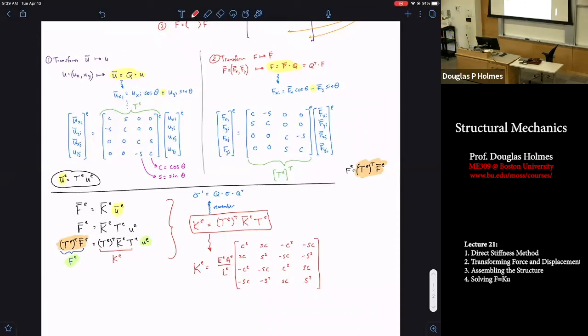Whenever you get to something like this, where you derive some kind of forward-looking equations, the first thing you should do is see if there's a way you can check yourself to see if it seems like it might be right. So when you're done copying this down, ask yourself, what does this matrix reduce to if I take the angle to be zero?